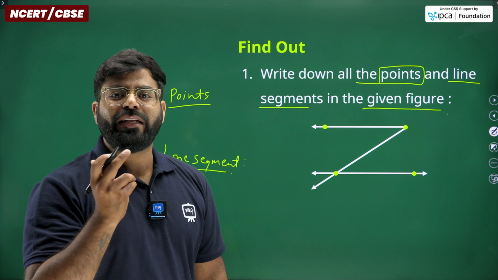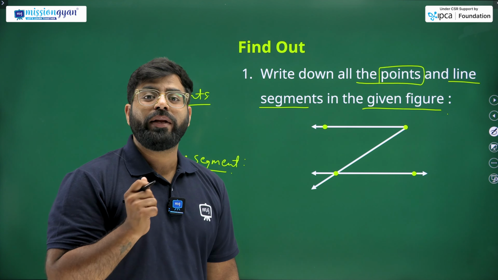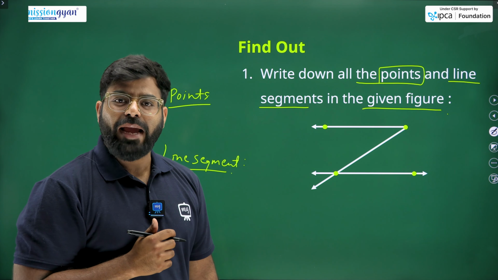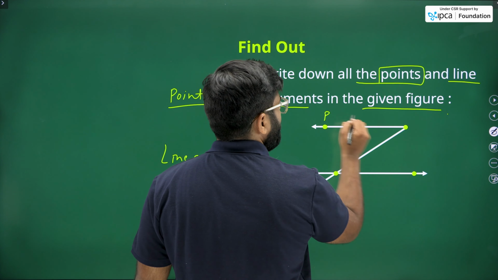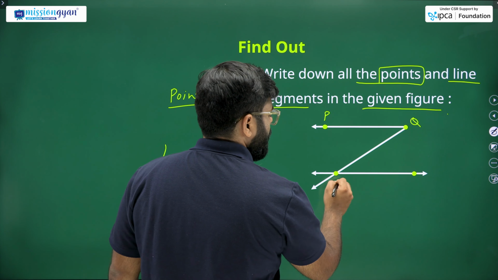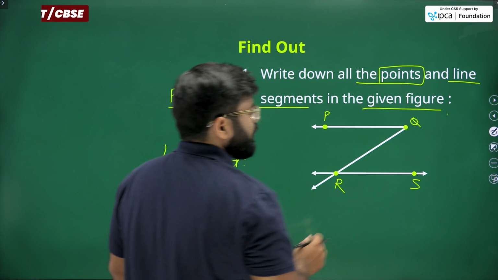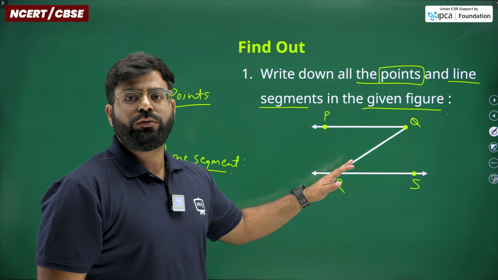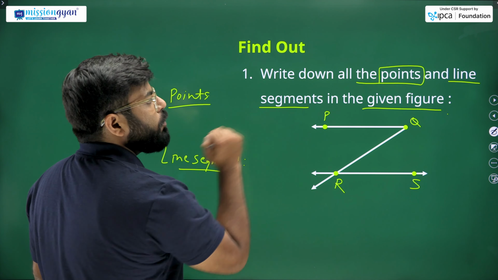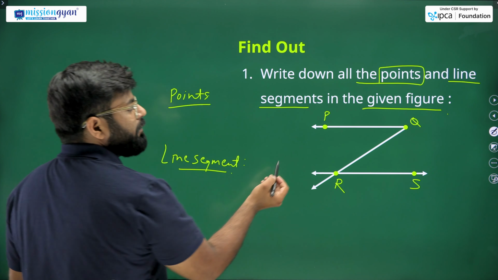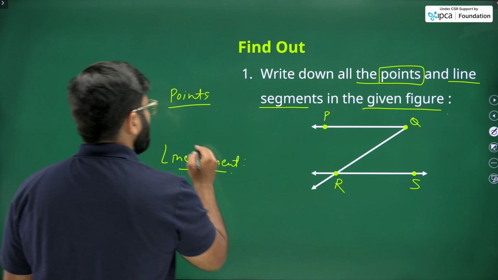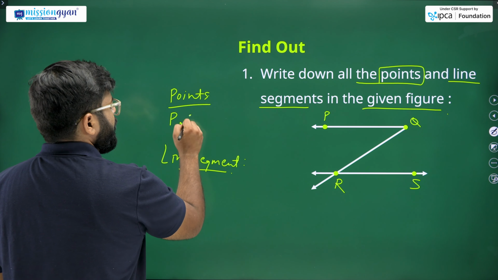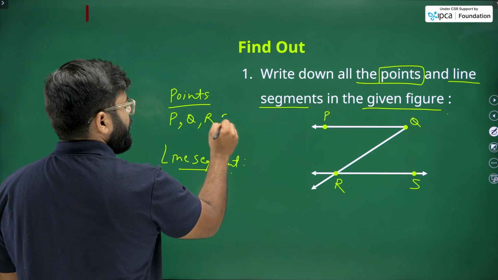So let's name these points first. And how do we name these points? With the help of capital letters of the English alphabet. Very good. So we will name them P, Q, R and S. Understood? We have given the names to the points. Now let's see how many points we have. We can see we do have points P, Q, R and S. So we can write points P, Q, R and S.